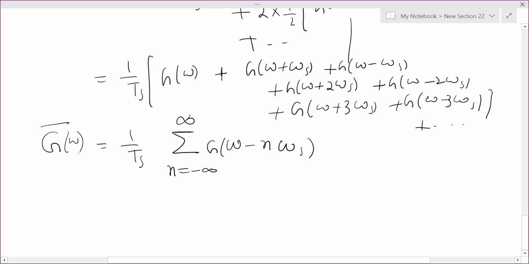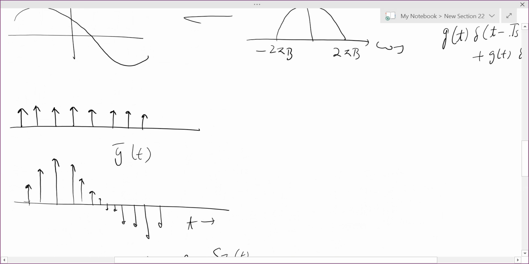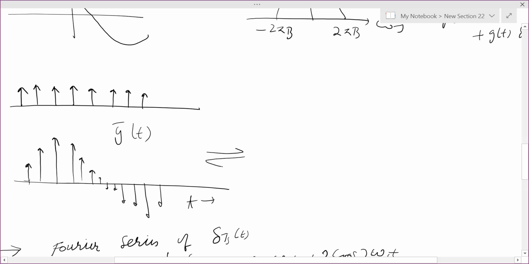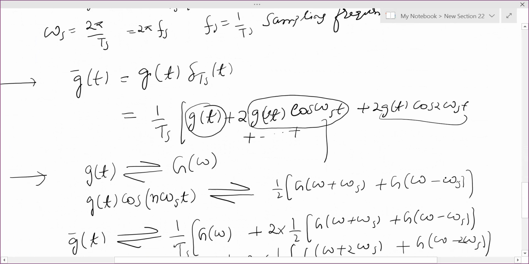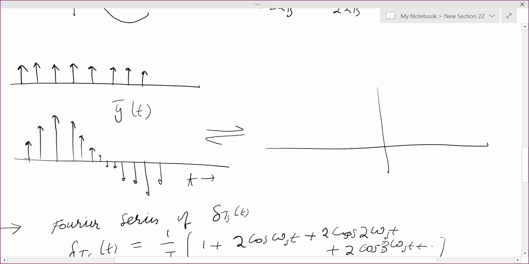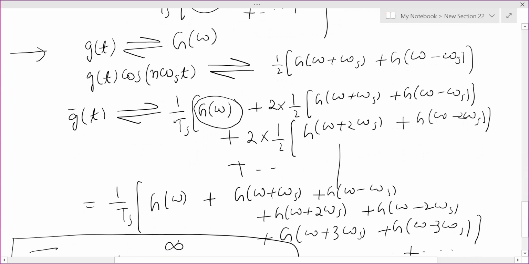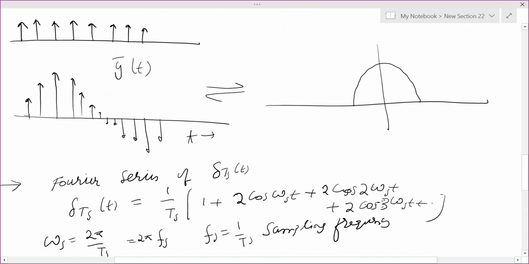G bar of omega. So this sampled signal has Fourier transform g bar of omega given by this thing. How will it look like? So let me go back to this figure. This was the sampled signal, its Fourier transform will be now. So we have, look at it carefully. One term is g of omega, so that is the Fourier transform of the original signal. That will be here. And then there are other terms, right? G of omega plus omega s, correspondingly omega minus omega s, omega plus 2 omega s. So we can draw it, it is a periodic Fourier transform.